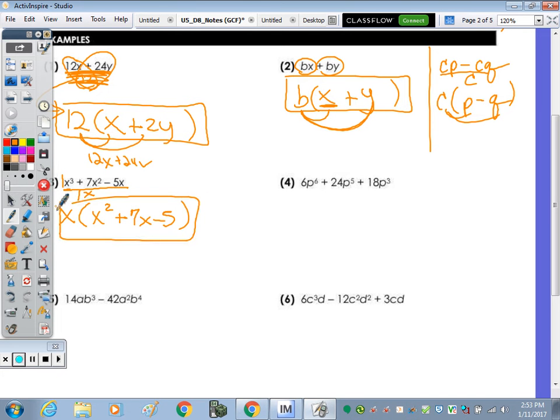What about for 6p to the 6th, 24p to the 5th, and 18p cubed? Sean? Well, p does go into p to the 6th. It does go into p. Well, let me show you what happens, okay? So divide this by 6p. What goes first? 6p to the 6th over 6p would be p to the 5th. You got to subtract 6 minus 1. Plus 4p to the 5 minus the 1, 4, plus 3p to the 2.